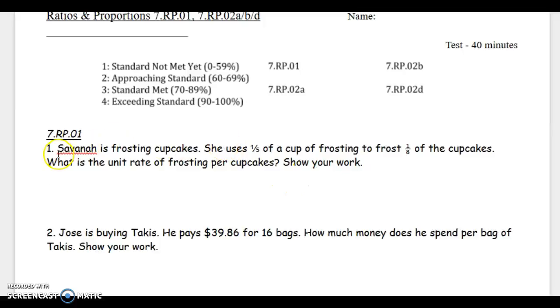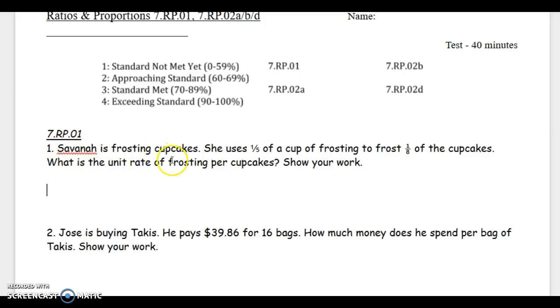Now this standard 7.RP.1 will not be on the test tomorrow, but if you didn't get a 4 on it, you can say, hey, this is how you compute a unit rate, create your own unit rate problem, and then explain how to solve it. So I'll go over this one, which is harder than the other one.